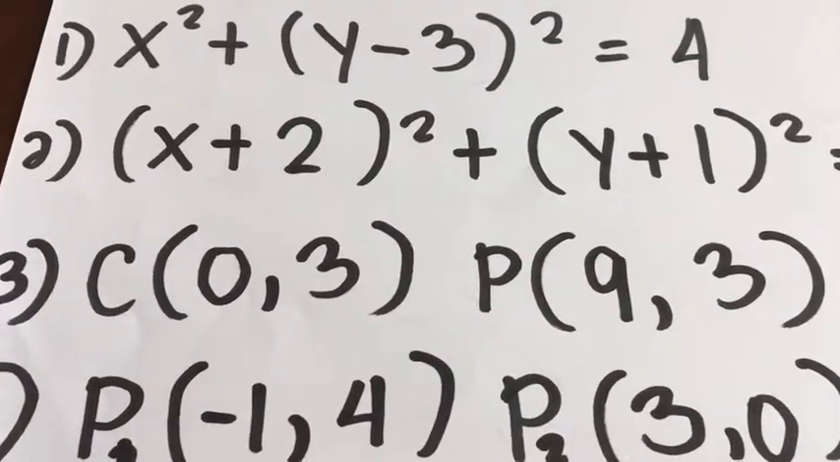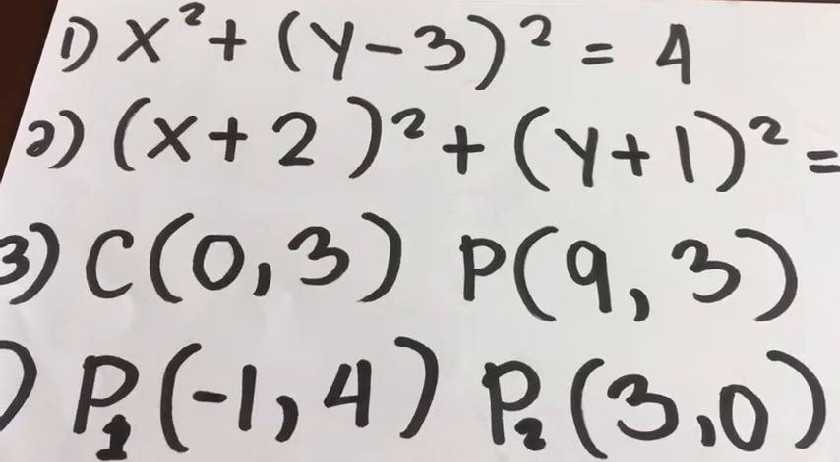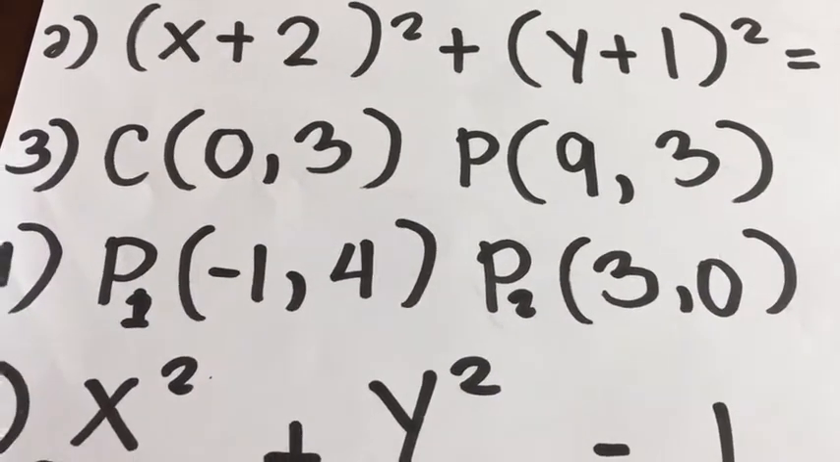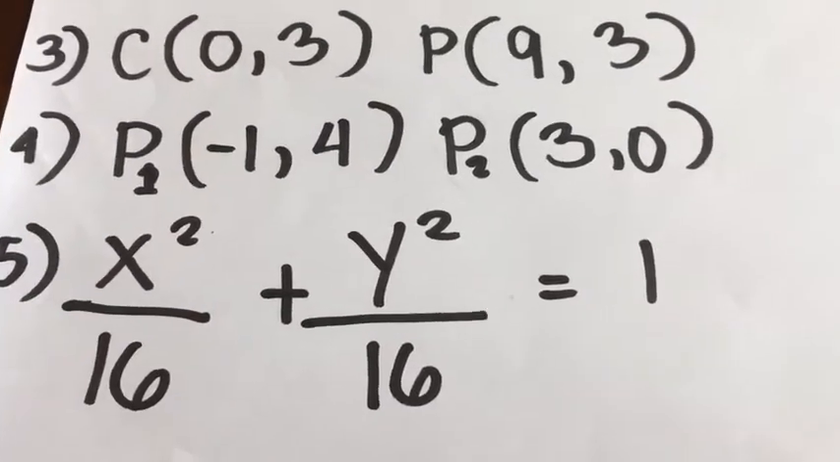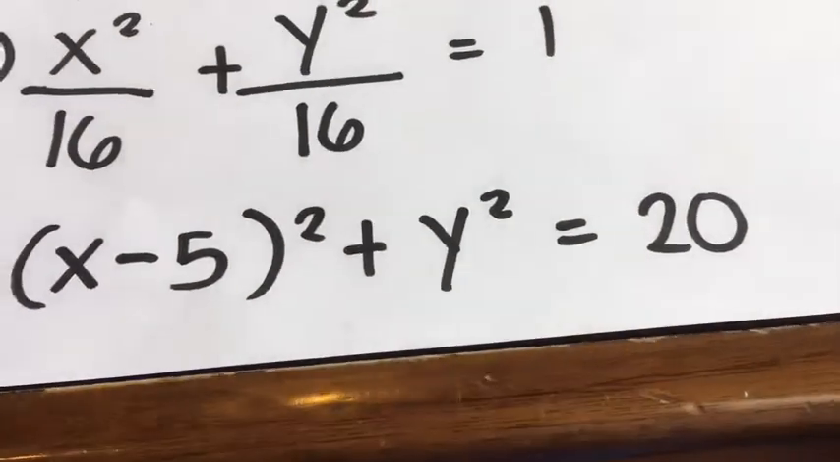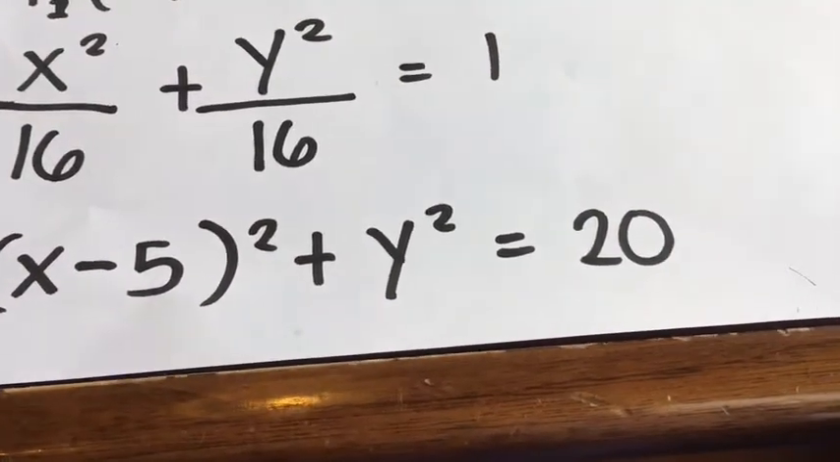Next, center at 0, 3 and passes through point 9, 3. Next, point sub 1, negative 1, 4, negative 1, 4, and point sub 2, 3, 0. Next, x squared over 16 plus y squared over 16 is equals to 1. And last, x minus 5 quantity squared plus y squared is equals to 20.